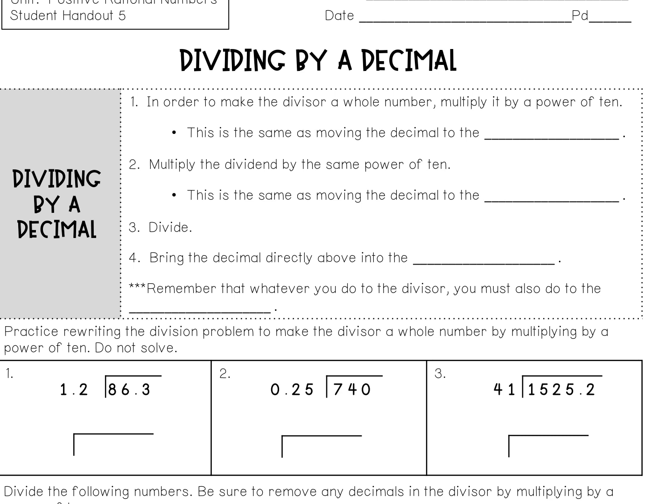Number 1 says in order to make the divisor a whole number, multiply it by a power of 10. Now your divisor is the number that's outside of your division box. So that's the number that you're dividing by, okay? Multiplying by a power of 10 is the same as moving the decimal to the right.